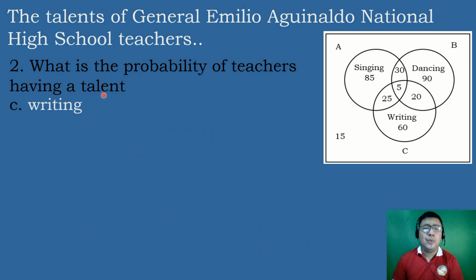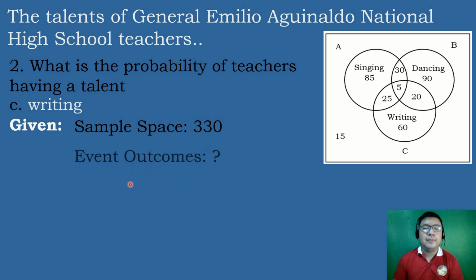Next question, what is the probability of teachers having a talent in writing? So same process that we have applied on our earlier problems. We will be identifying again the given. The sample space is again equal to 330, and we will be finding the number of event outcomes. To do that, writing is on circle C or event C. All we need to do is to add those numbers inside circle C.